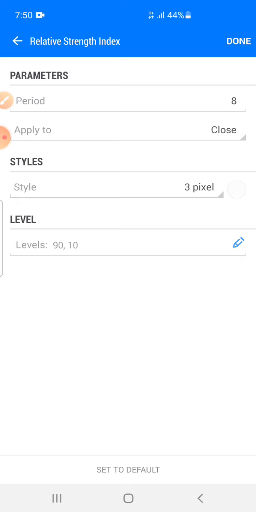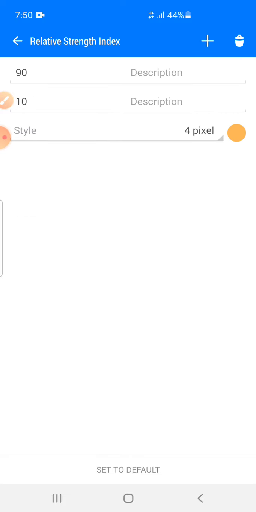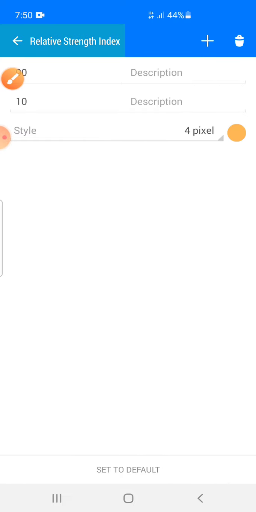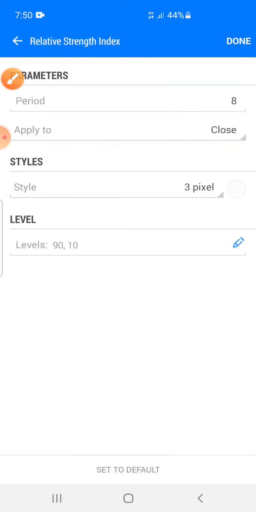We have apply to close, style 3 pixels. Okay, levels, we have level 90 and 10. If you want to add another level, just click on the plus button right there and add your level. Very simple. Screenshot this and set it up yourself. After that you click on done.